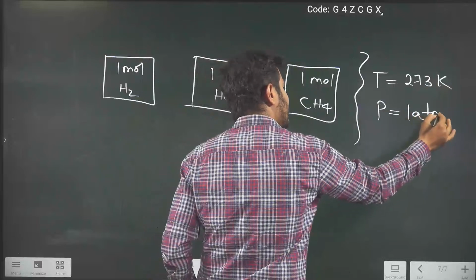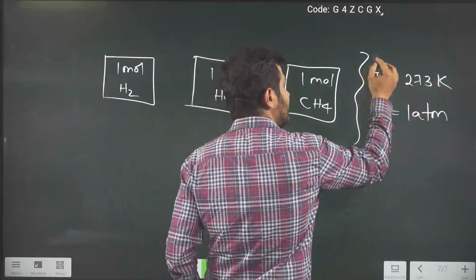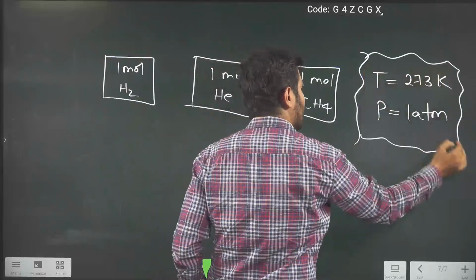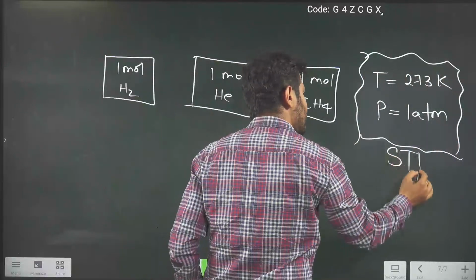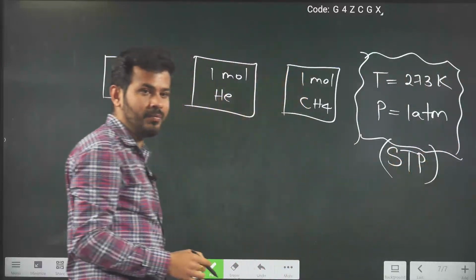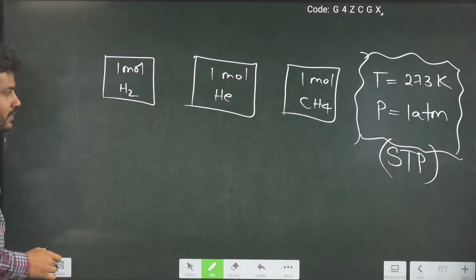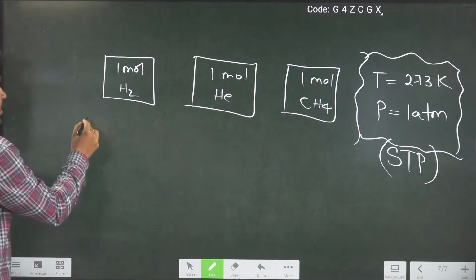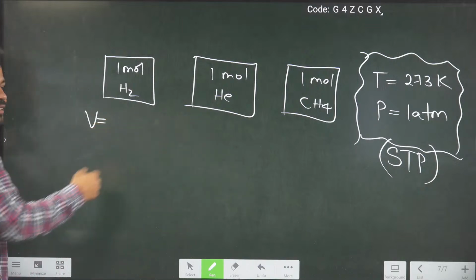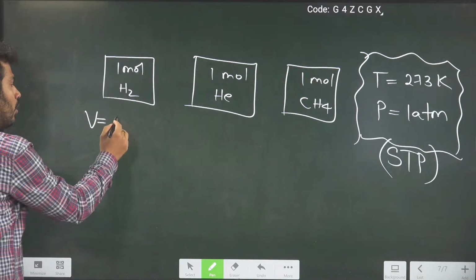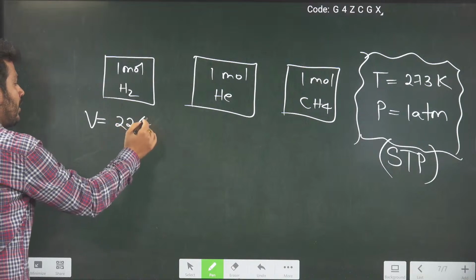What is this pressure and temperature condition? This temperature and pressure condition is called STP condition. So at STP condition, what is going to be the volume in all of these? All of this will be 22.4 liter.